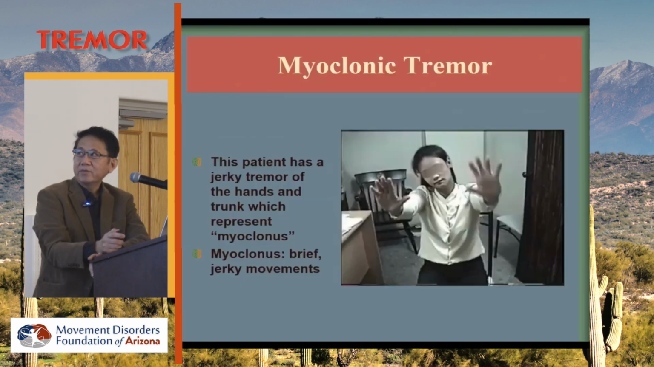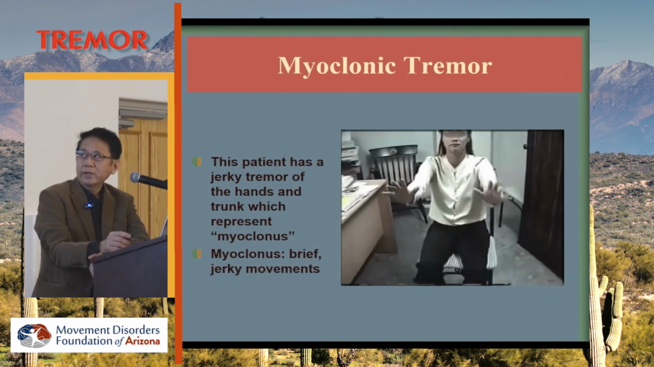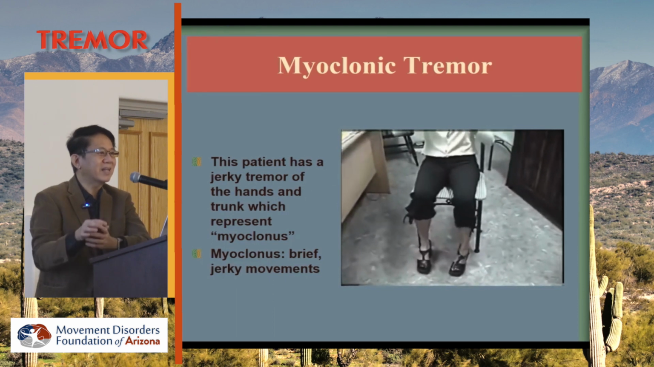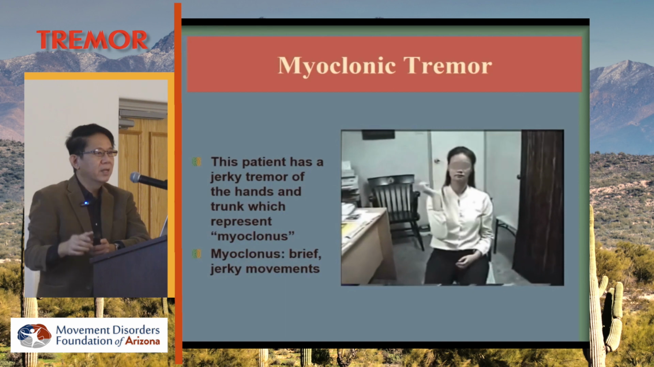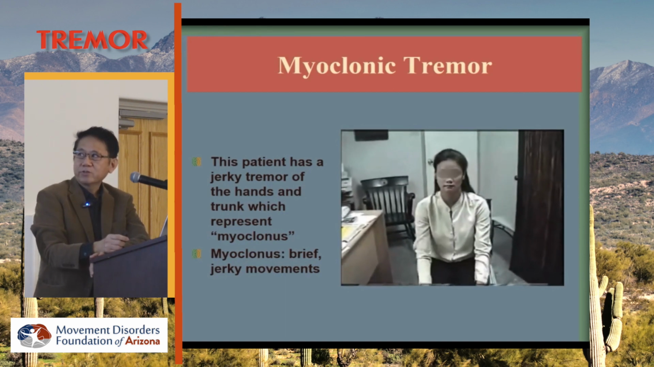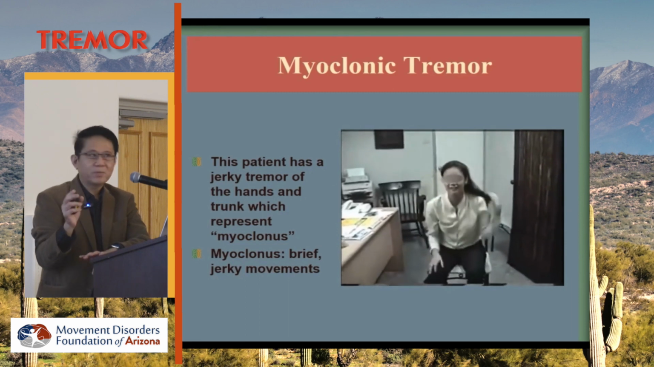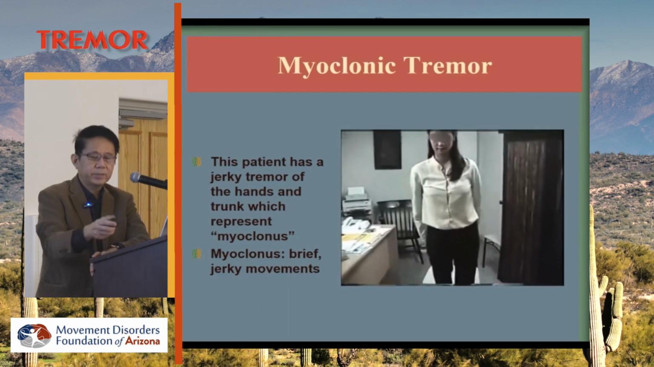And then the next type of tremor that I want to make you aware of is the so-called myoclonic tremor. Myoclonus refers to a jerky movement. So it's not a smooth, oscillating tremor like this. It's kind of jerky, and so this is called a myoclonic tremor. It looks like tremor, except that we see the tremor being very jerky, and it's going to occur both at rest and during action.